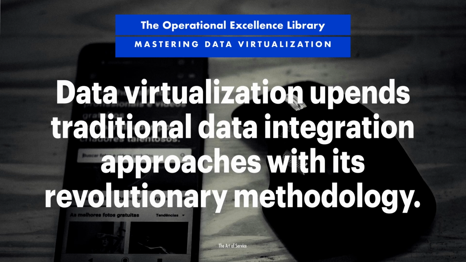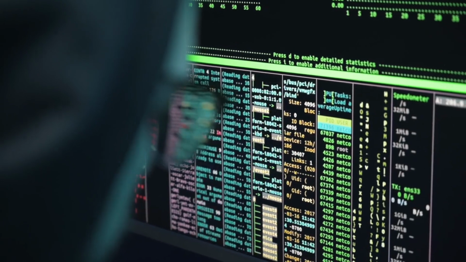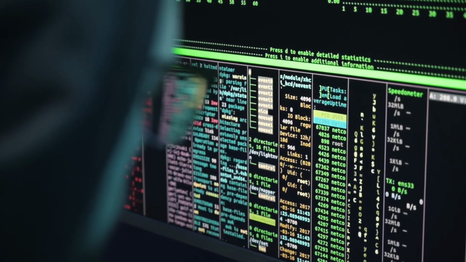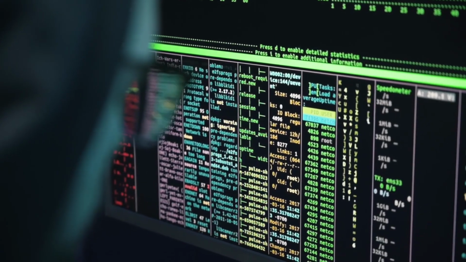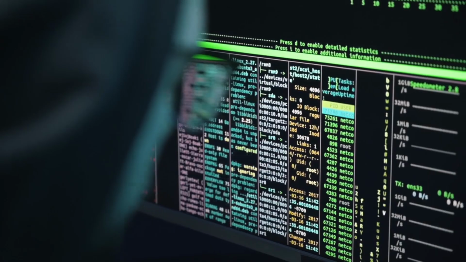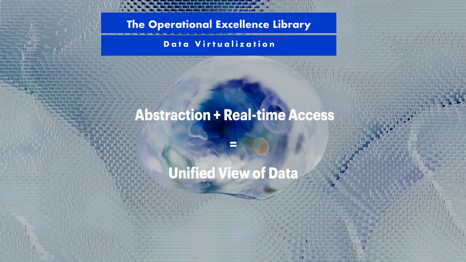Mastering data virtualization. Data virtualization upends traditional data integration approaches with its revolutionary methodology. Where does the implementation of data virtualization stand in relation to traditional data integration approaches, and in what ways does its unique methodology set it apart from these conventional methods? The quiet revolution of data virtualization.